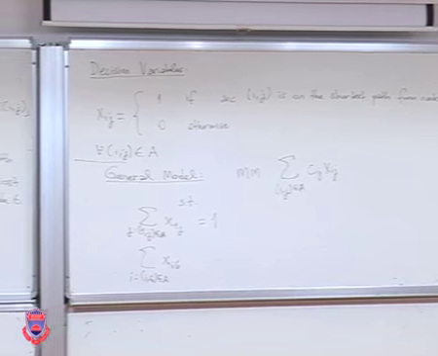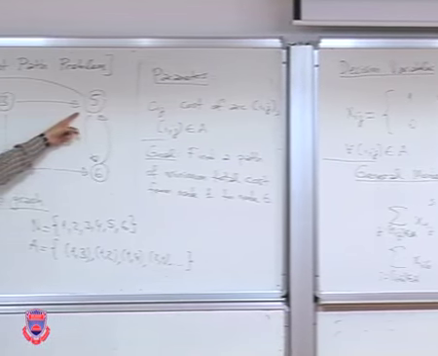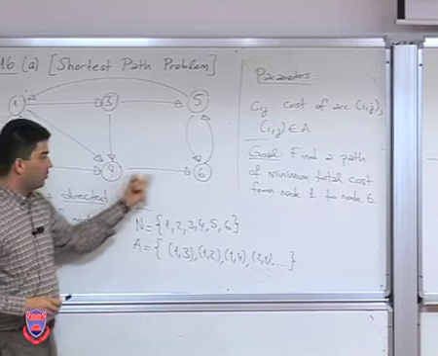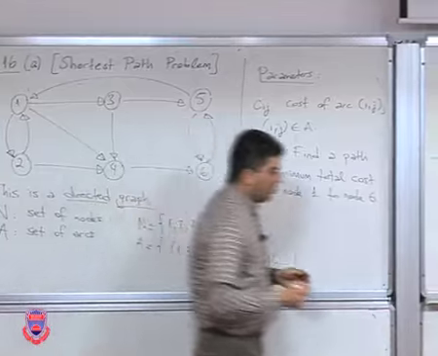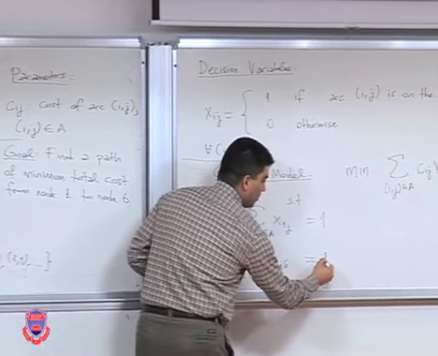So for example, in this example, I can be 4 or I can be 5, because I only have an arc from 4 to 6 and 5 to 6, but nothing else. Okay? And this summation should be equal to 1 as well.